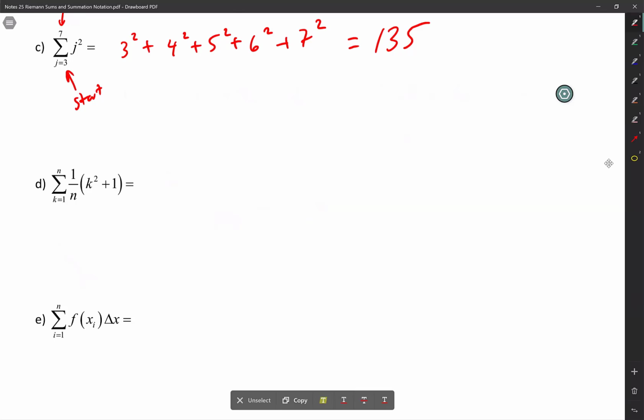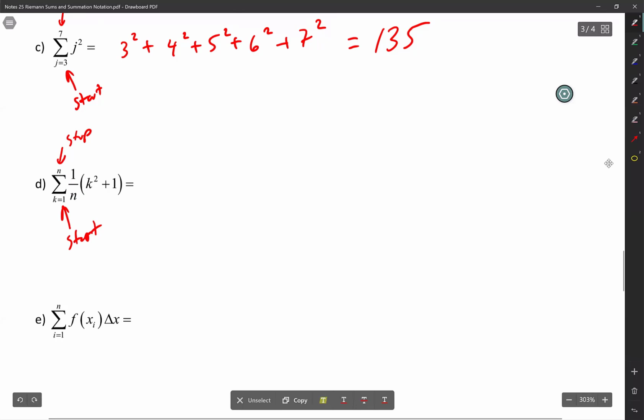Uh-oh. Look at this one, guys. Start. Stop. This is an n. You can't do anything with that. That just stays as an n. 1 over n. 1 squared plus 1 plus 1 over n.